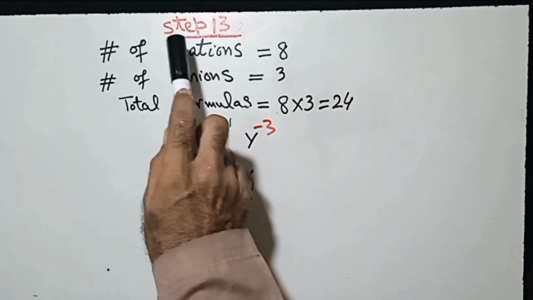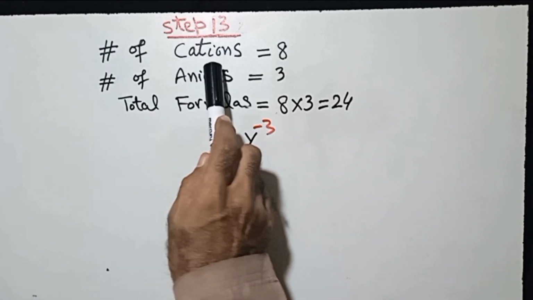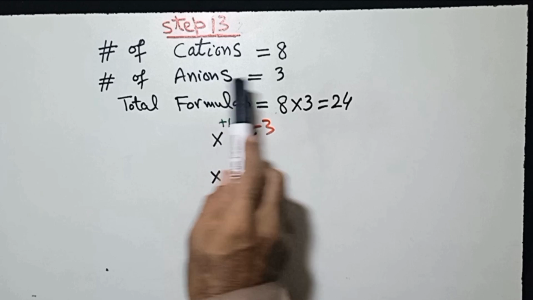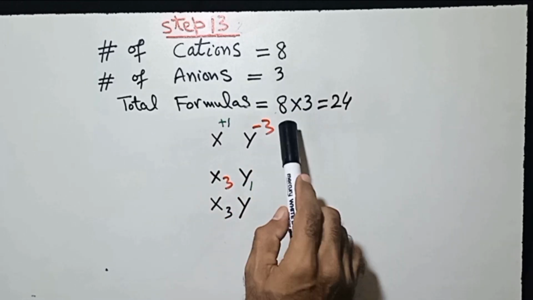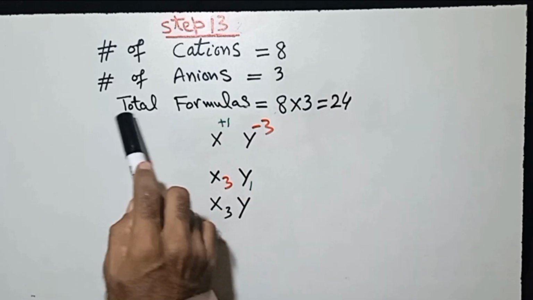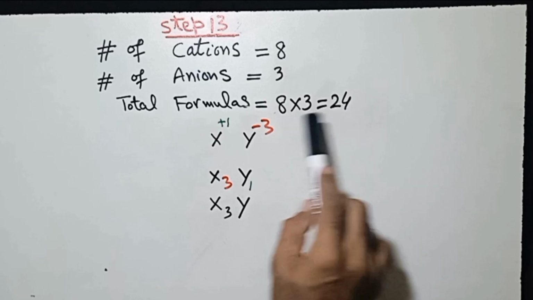Okay students, start with step 1-3. Number of cations, they are 8. Number of anions, they are 3. Multiplying 8 by 3, you will get 8 3s are 24. So the total formulas would be 24.